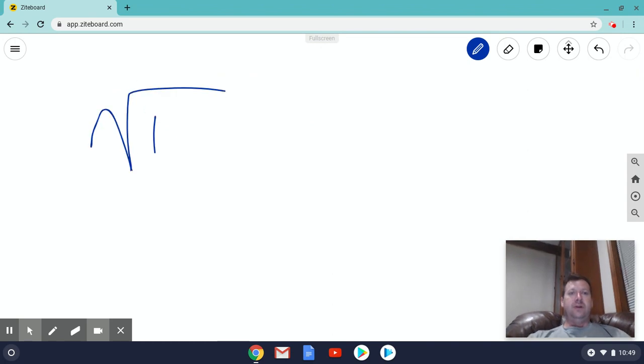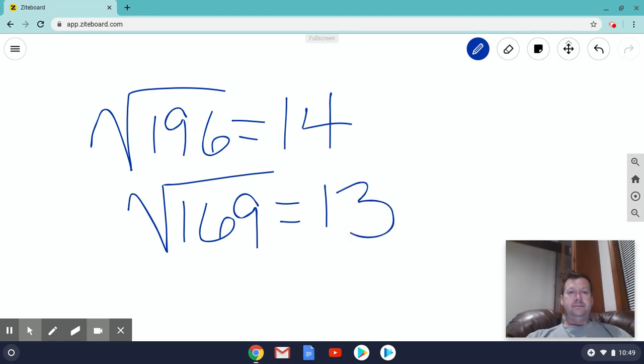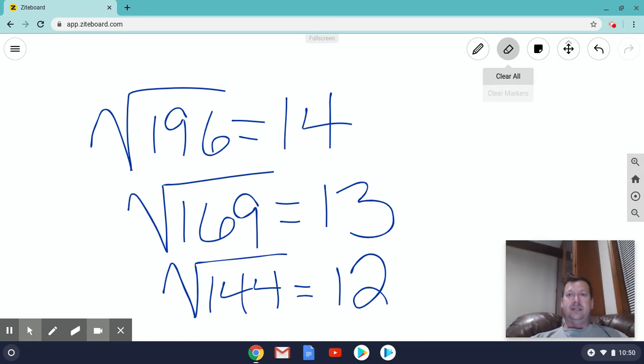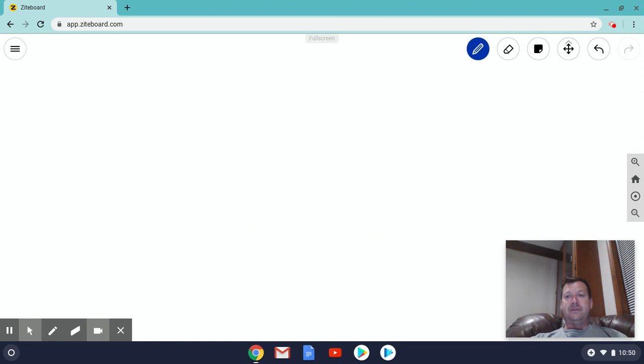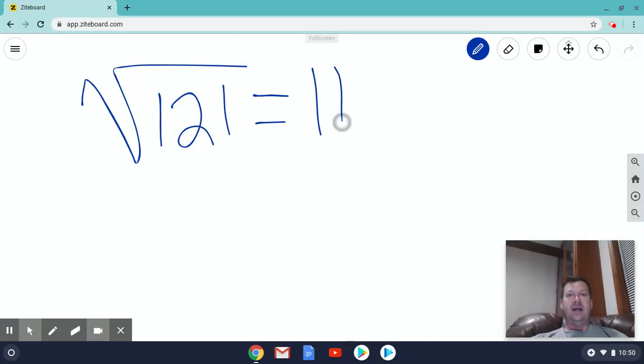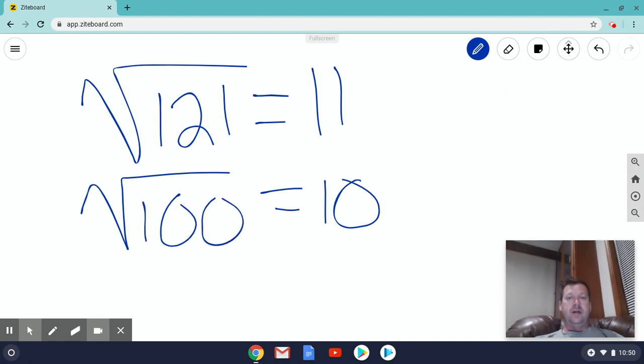The square root of 196 equals 14. Square root of 169 equals 13. The square root of 144 equals 12. Hopefully you remember the beginning of the year when you made those blue foldables that had all these on there. And then if you think about 11 times 11, what is that? Well, it's 121. So the square root of 121 equals 11. And then the next number down is going to equal 10. Well, what is 10 times 10? 100. So the square root of 100 equals 10.